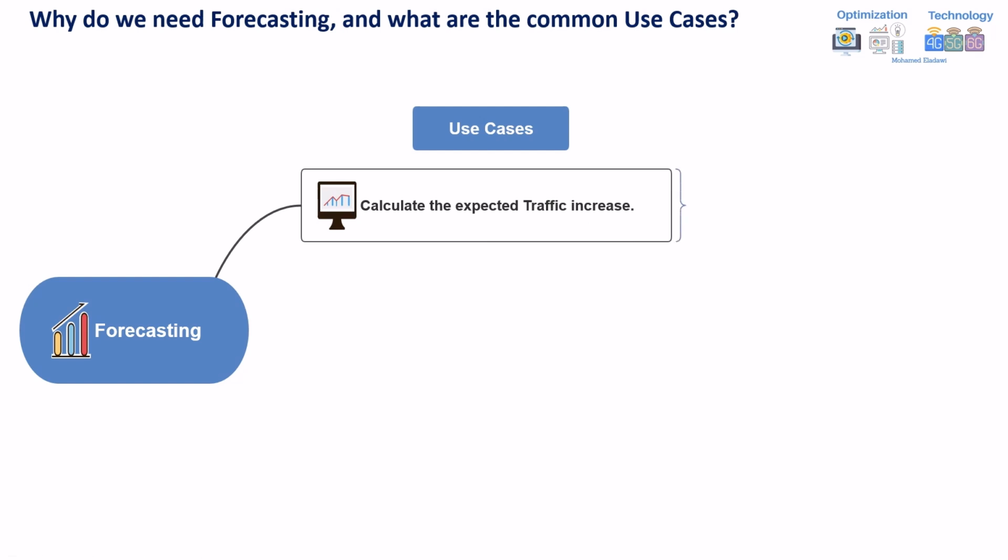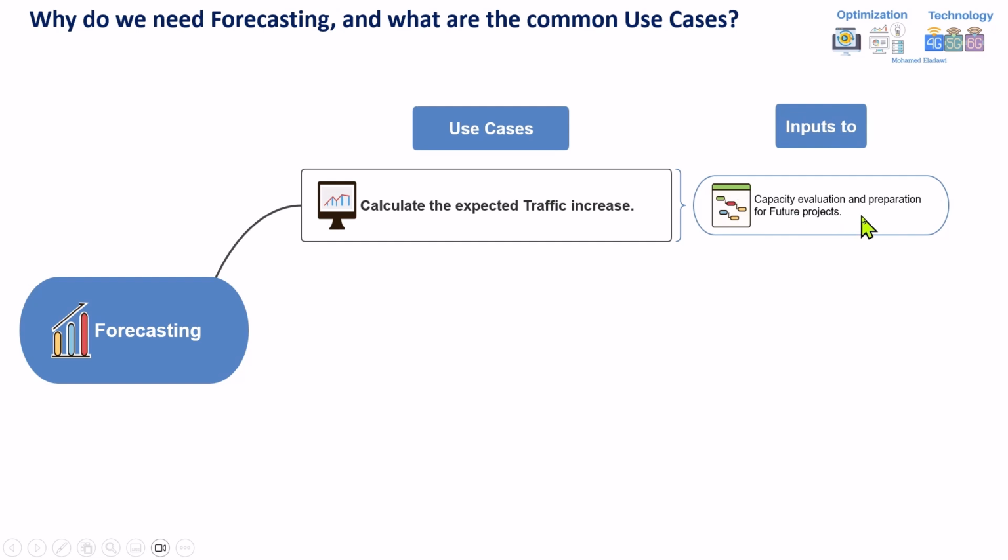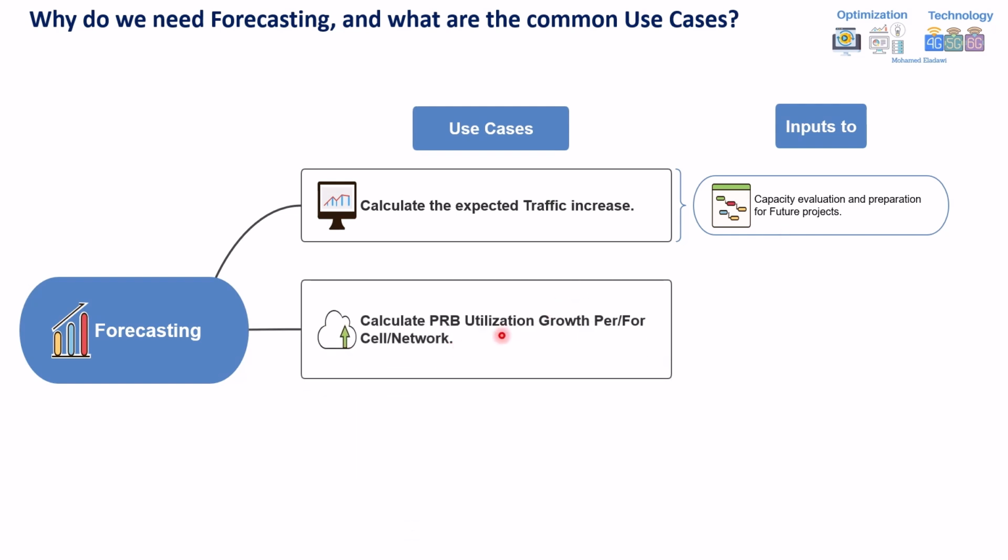For example, it can be used as inputs for the capacity evaluation preparation for future projects. What does it mean by this? Let's assume you are working for a solution department or any of the things which the customer requested to prepare the requirements for the upcoming years. Let's say that now we are in 2023 and the customer requested you to prepare the requirement for 2024 and 2025. So in this case, you need to make a forecasting for the network traffic profile, the network, and for the other stuff in order to recalculate and check what is the network requirement to be covered in 2024 and 2025.